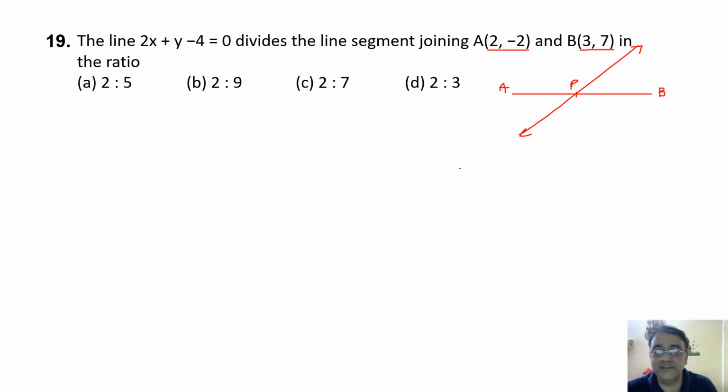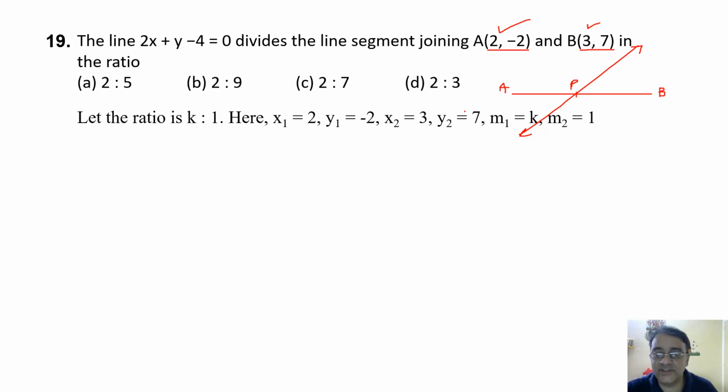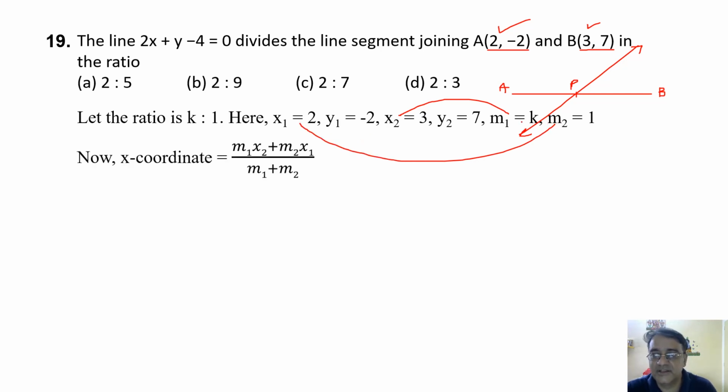Okay, so let us start with the first step. Let the ratio be k to 1. So x1 y1 is minus 2 minus 2 and x2 y2 is 3 7. Okay, so we'll start with the x coordinate. m1 x2 plus m2 x1 upon m1 plus m2. So k into 3 plus 1 into 2 upon k plus 1. ये हो जाएगा 3k plus 2 upon k plus 1.